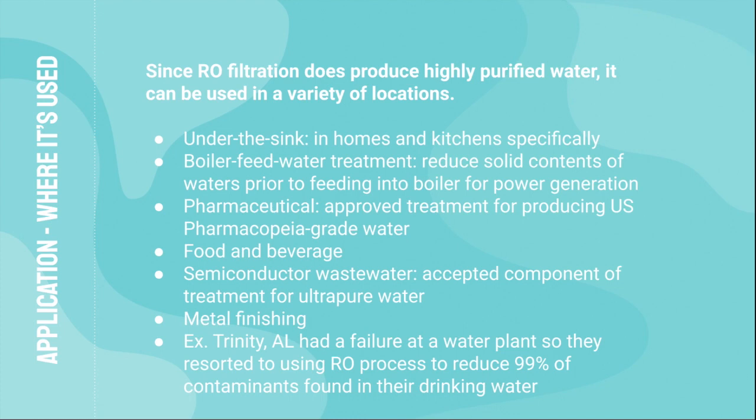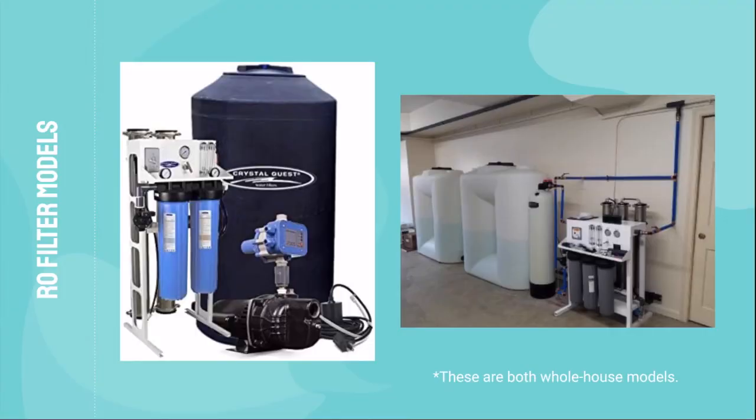There's a case in Trinity, Alabama, where they had a failure at a water plant, so they resorted to using the RO process to reduce 99% of contaminants found in their drinking water. In this diagram, it shows the RO filter models. Both of them are whole house models where they would belong like in a basement and it would filter out the water throughout the house. However, these are quite rare.